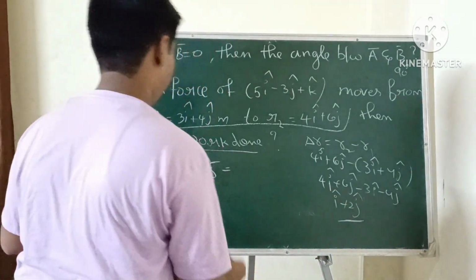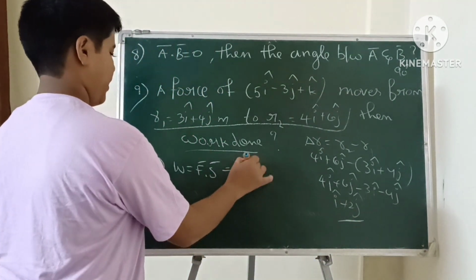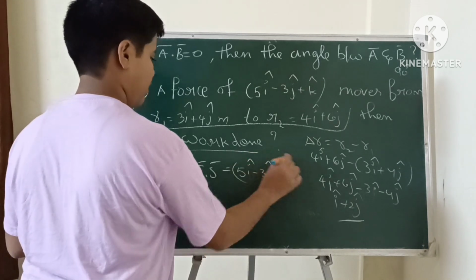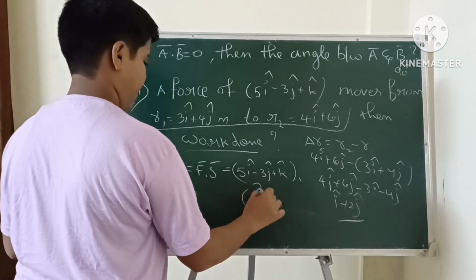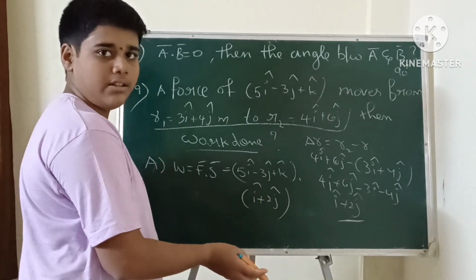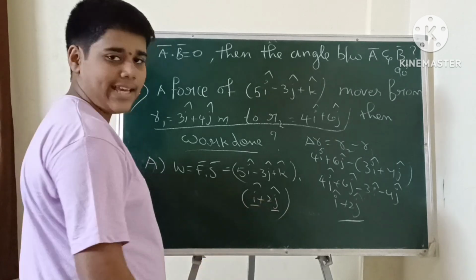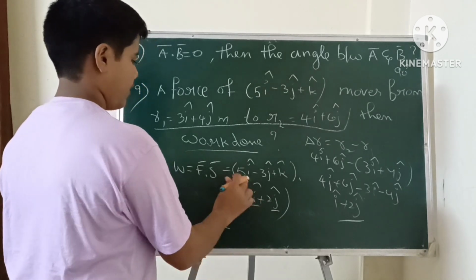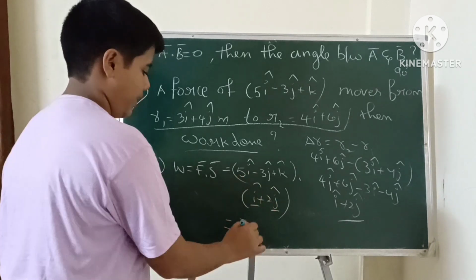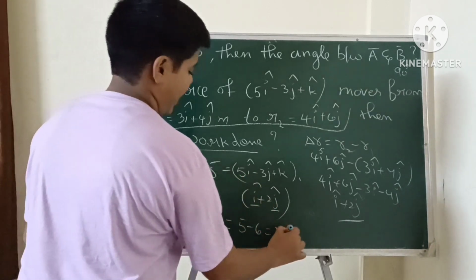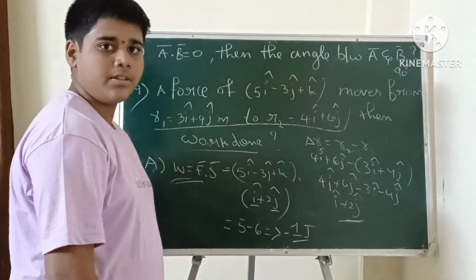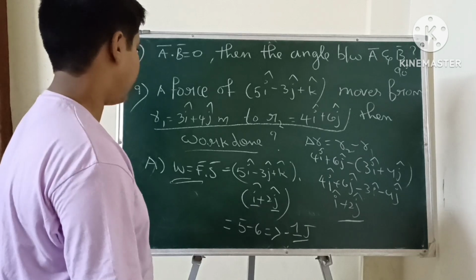So this is the displacement, and the force is 5I cap minus 3j cap plus k cap, dot I cap plus 2j cap. The k component is not there, so we have to do only the I and j components. So 5 into 1 is 5, minus 3 into 2 is minus 6. So minus 1 joule is the work done. Okay, so this is the ninth sum.